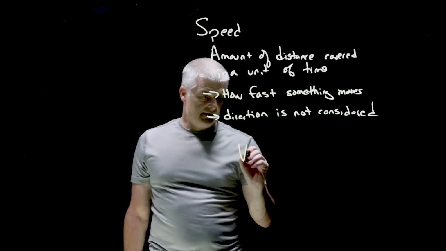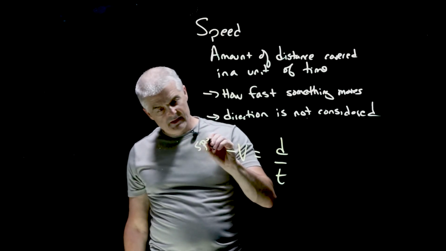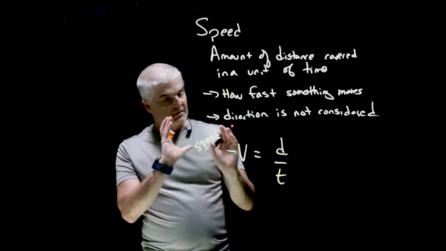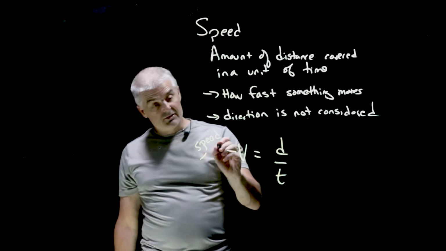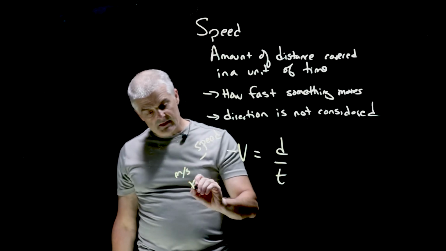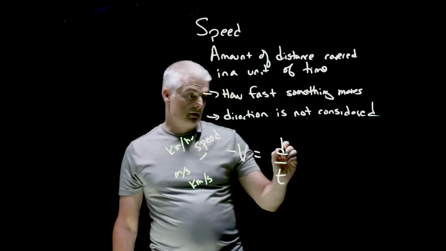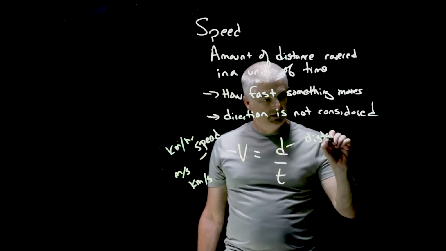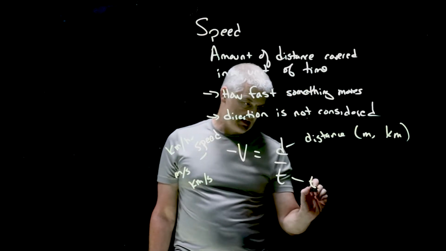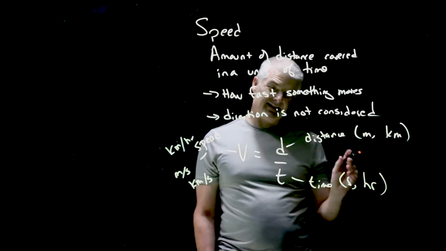The equation is v equals d over t, where v is speed. Now, v sort of also has to do with velocity. We'll talk about how velocity and speed are slightly different. So note it has no direction, so this is how fast something moves. Typically meters per second, kilometers per second, sometimes kilometers per hour. D is distance, typically meters or kilometers you'll use for units. T is time, seconds, hours, sometimes minutes.